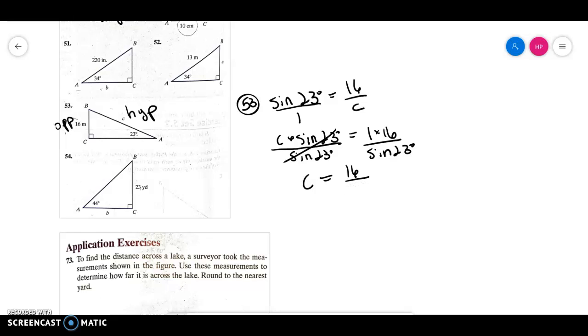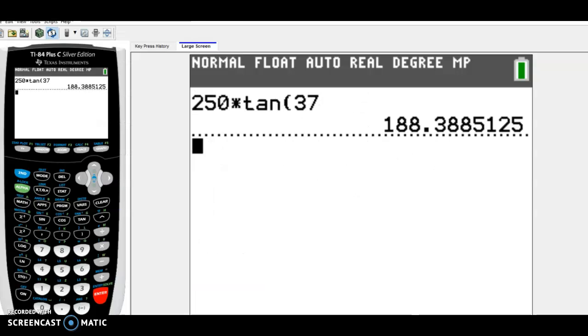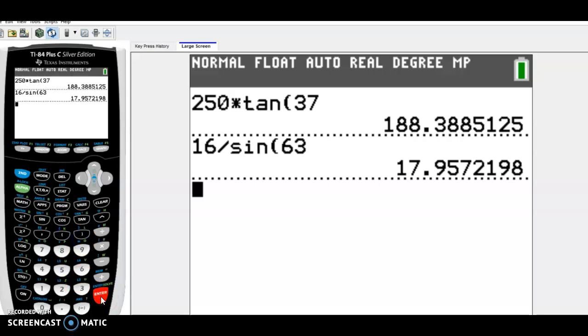So basically that denominator swaps places with my trig function, which is how this ends up solving out when I cross multiply. So if I put that into the calculator, 16 divided by the sine of 63 degrees. You can see at the top of my screen again that I'm in degree mode, so I know I'm in the right spot.